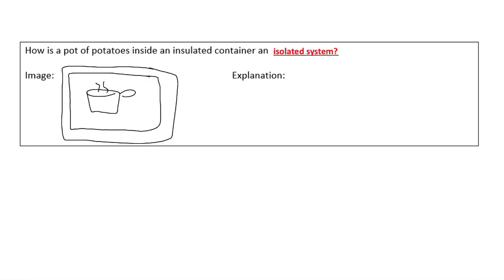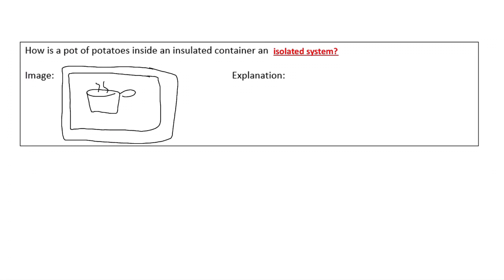Final example is our isolated system. So we have our pot of boiling water. It doesn't matter if the pot has a lid or not. If we have a pot with no lid, it is going to give off water vapor, but instead of leaving the pot in an open system, it's in an insulated container. So it's still within the system, it's still contained.